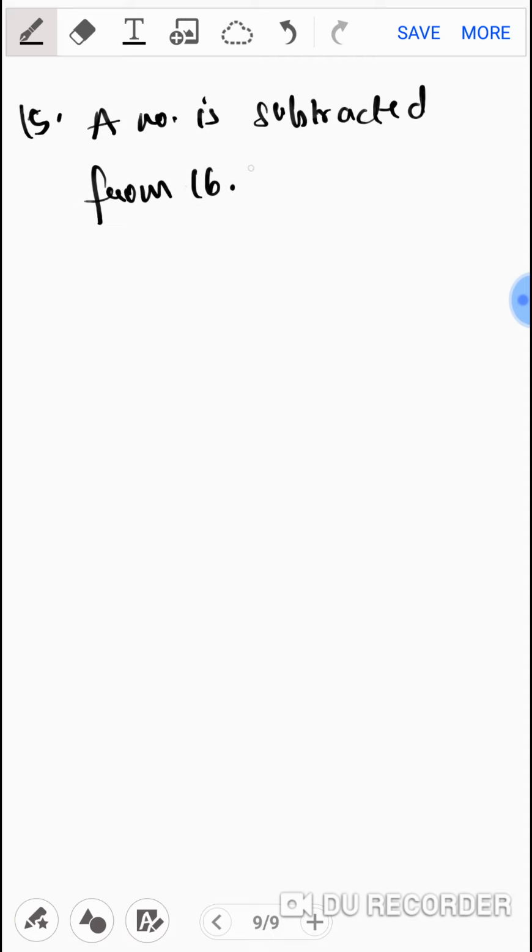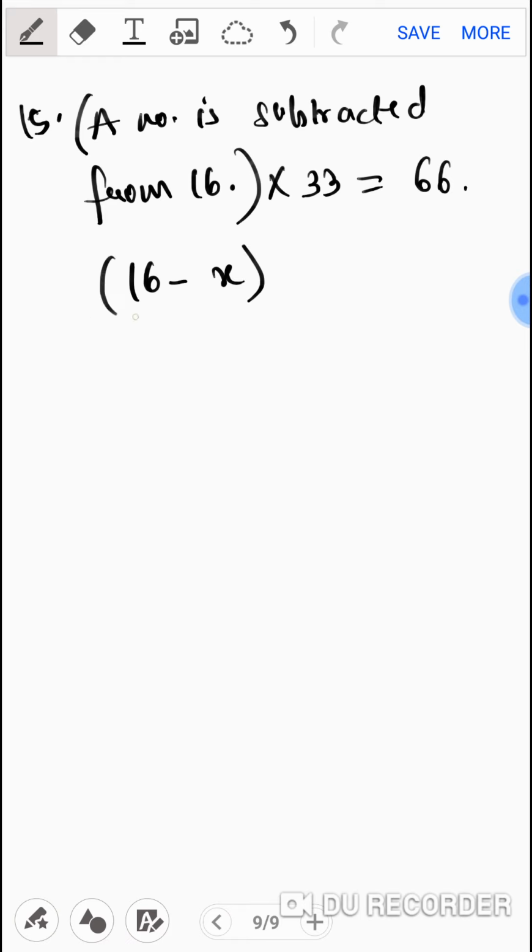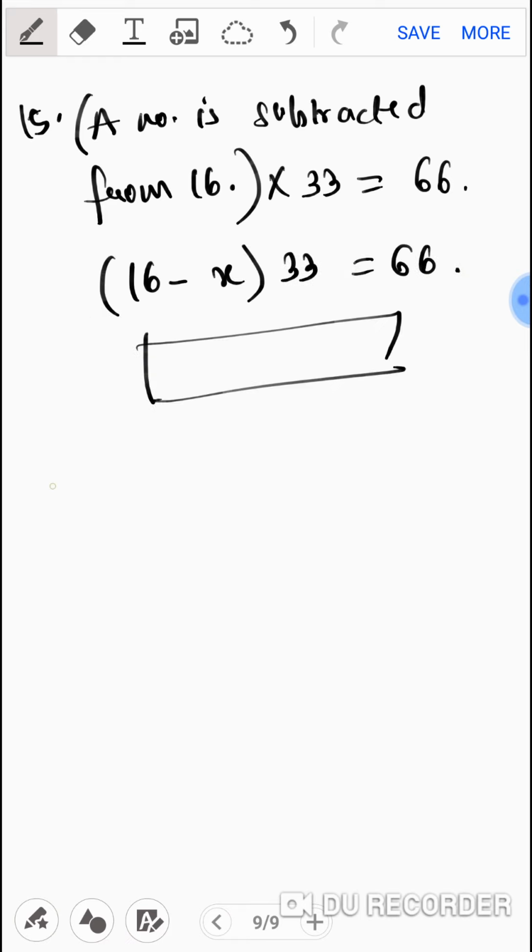Similarly, you have problem number 15. A number is subtracted from 16 and the result is multiplied with 33. So the answer is 66. A number is subtracted from 16: 16 minus x multiply with 33. Answer is 66. Solve this, get the value of x. Isn't it easy?